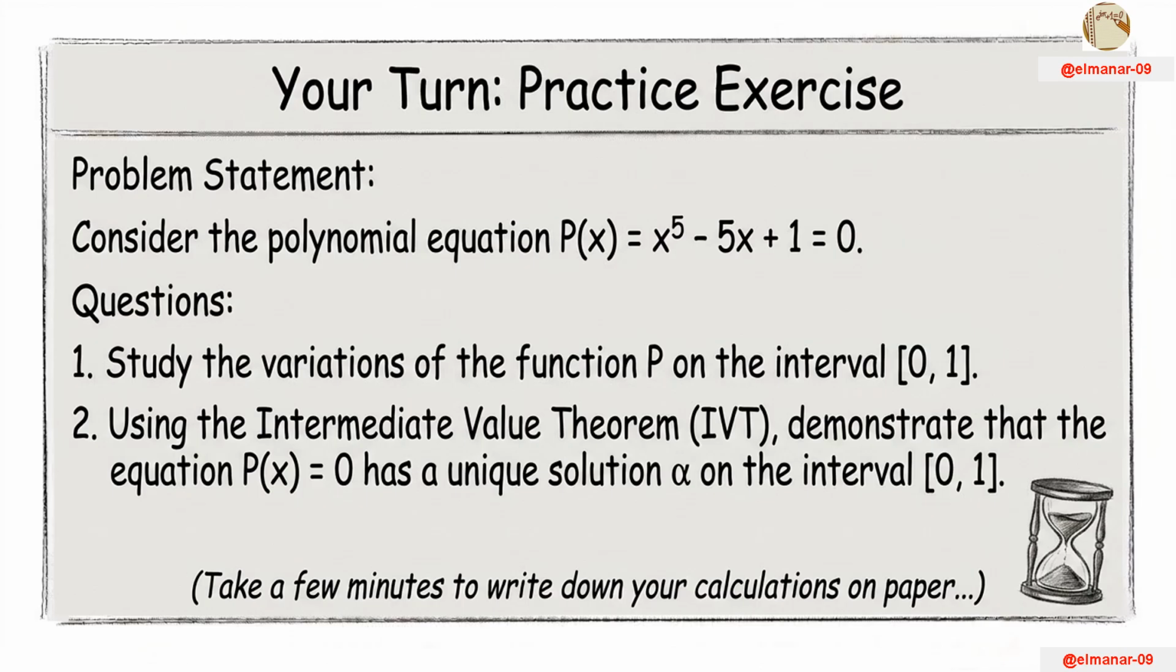Your turn. Practice exercise. Problem statement. Consider the polynomial equation p of x equals x to the fifth minus 5x plus 1 equals 0. Questions. 1. Study the variations of the function p on the interval 0, 1. 2. Using the Intermediate Value Theorem, IVT, demonstrate that the equation p of x equals 0 has a unique solution alpha on the interval 0, 1. Take a few minutes to write down your calculations on paper.